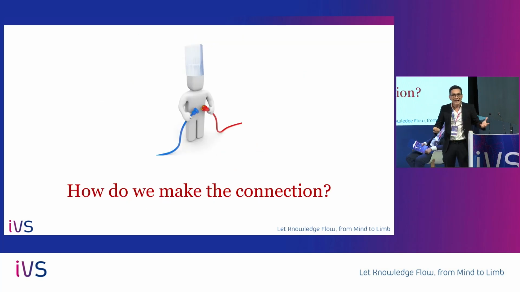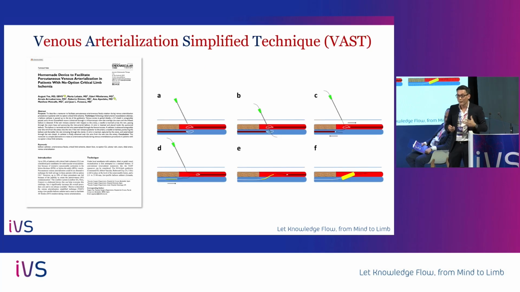We just use 2 snares, 1 wire, and a needle. And how do we make the connection? We use what we call the venous arterialization simplified technique with 2 snares.